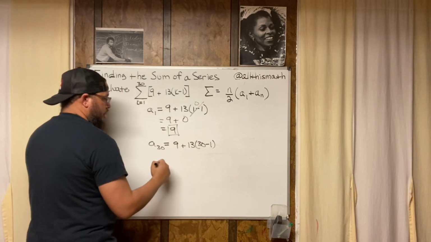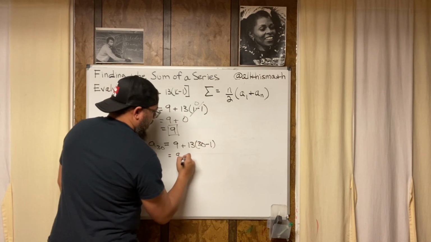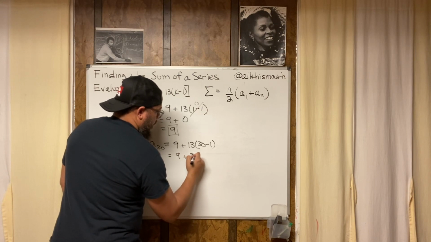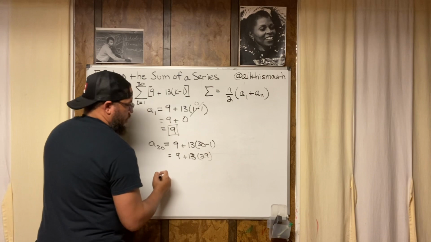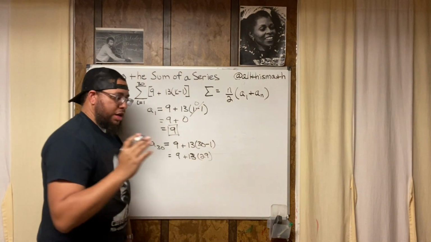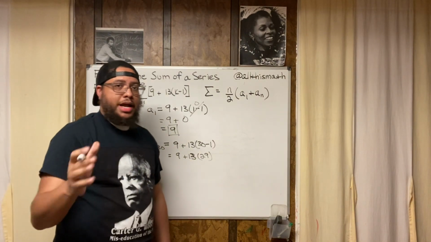Right? Oh, that's going to be a large number. All right, that's cool, though. So we got 9 plus 13 times 29. Right? Now, remember, follow order of operations as much as you may not want to.